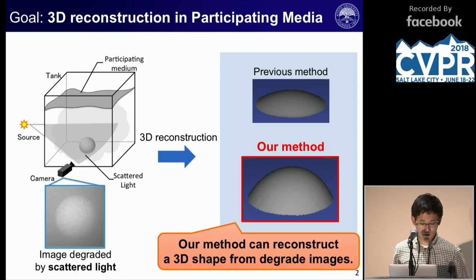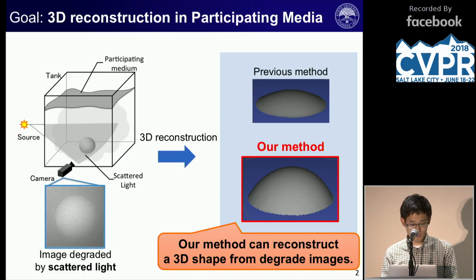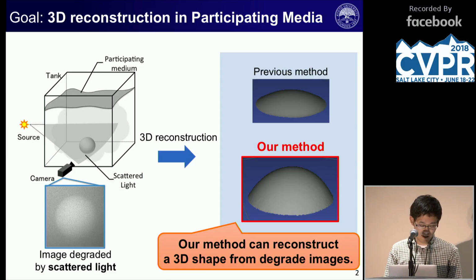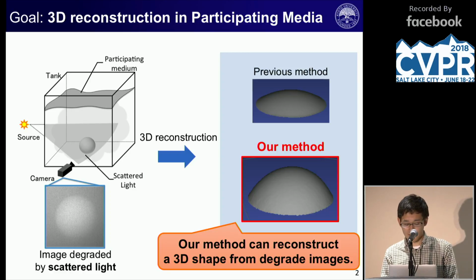Our goal is to reconstruct the 3D shape of objects in participating media. Please see the image on the left of this slide. This image was captured in diluted milk, and in participating media, a captured image is degraded by scattered light. So it is difficult to use traditional 3D reconstruction techniques. By using our method, we can reconstruct the 3D shape from degraded images.